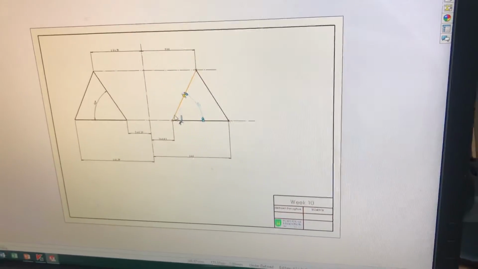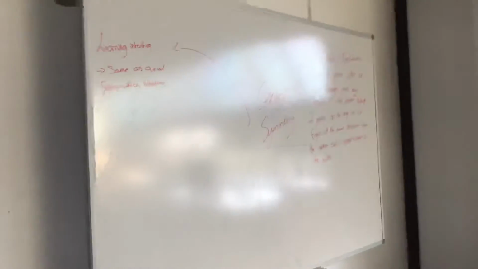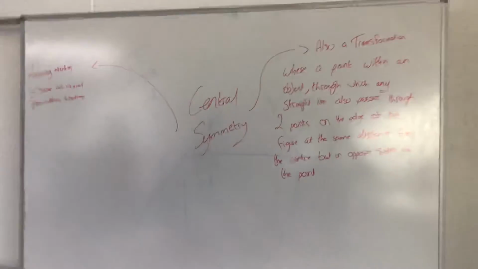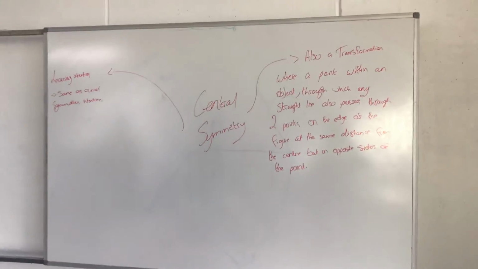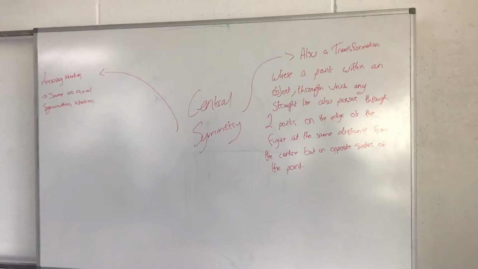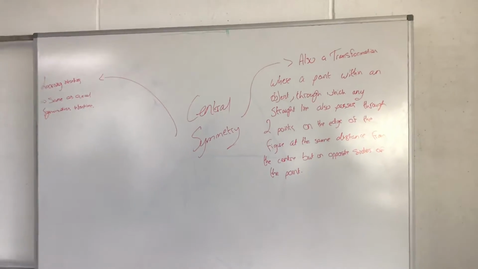So now I'm going to go through central symmetry for you. This is a transformation where a point within an object through which any straight line passes through 2 points on the edge of the figure at the same distance from the centre point but on opposite sides of the point. So it's also another transformation.